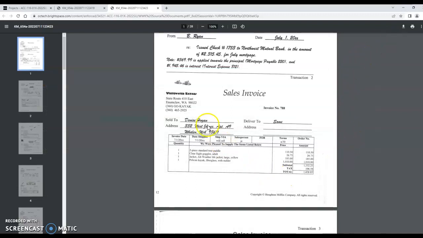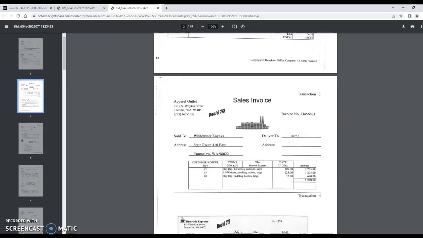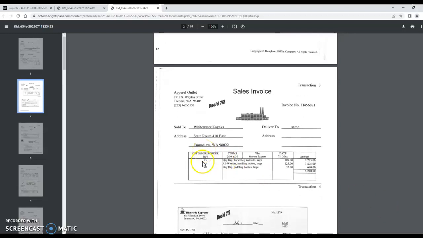All right, this does not involve cash, so we do not need to do anything about putting anything in the check register. Okay, here we have a sales invoice from Apparel Outlet to us. So technically Apparel Outlet calls it a sales invoice. We would call it a purchase invoice from our end.